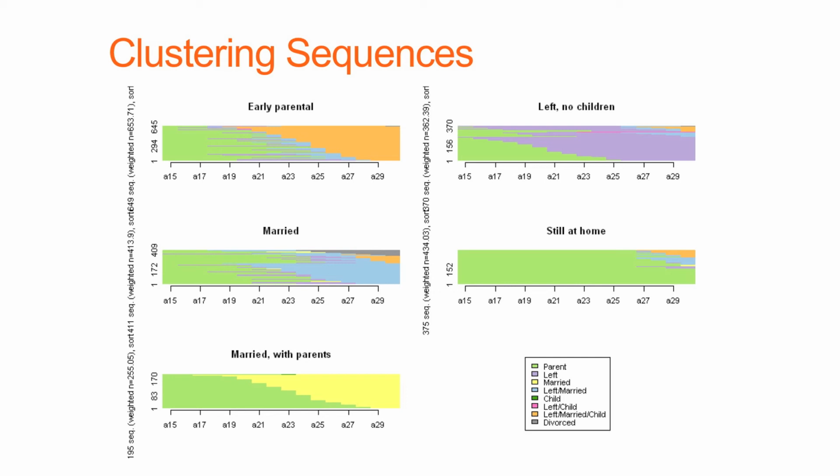And in this weighted data set, the early parental cluster represents 654 people out of 2,100. And the married with parents is the smallest one, and that represents 255 people out of 2,100.